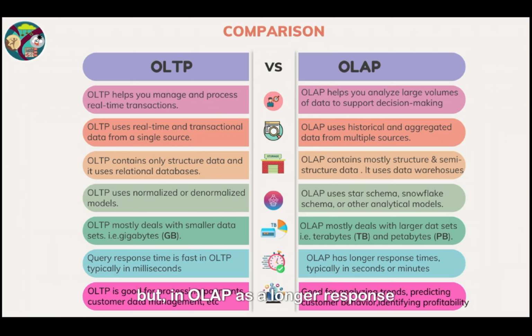But OLAP has longer response times, typically in seconds or minutes, which means in OLAP systems we cannot just execute simple select queries, right? We might run aggregation queries or joining queries by joining multiple tables, right? So that's where the response time is a little bit slow compared to the OLTP systems. And OLTP is good for processing payments, customer data management, etc., like use cases. Whereas the OLAP systems are good for analyzing trends, predicting customer behavior, identifying profitability. All these use cases can be considered.